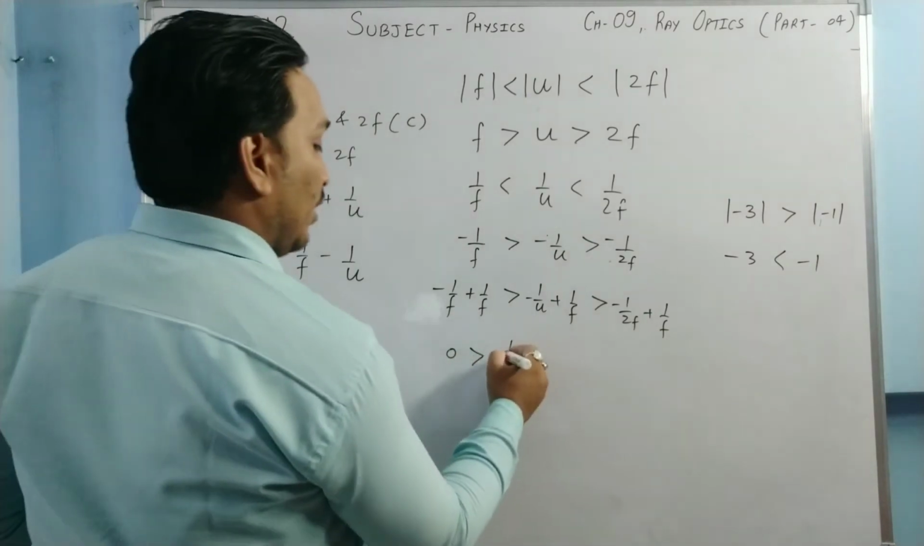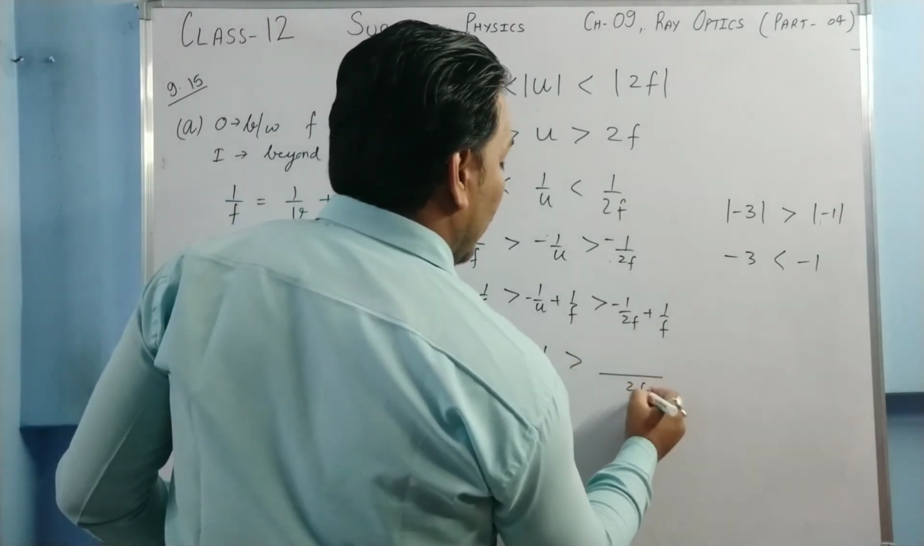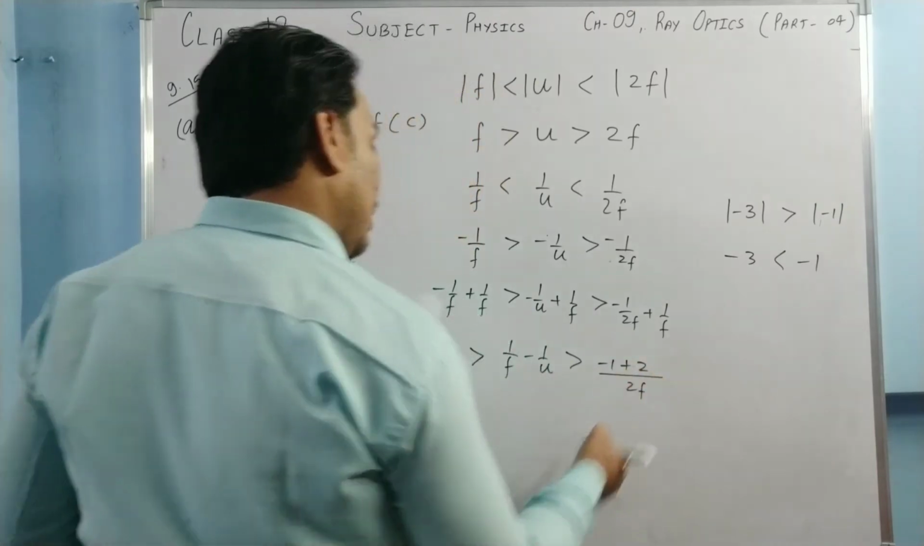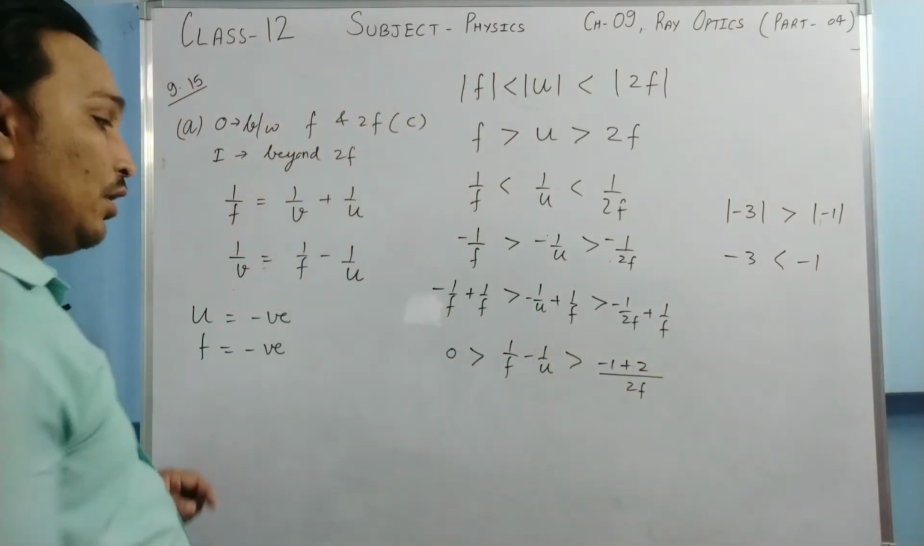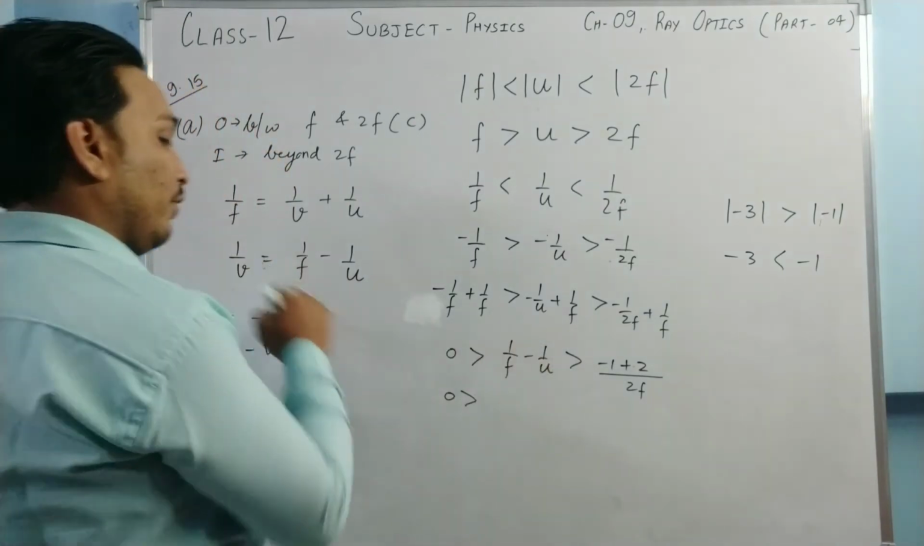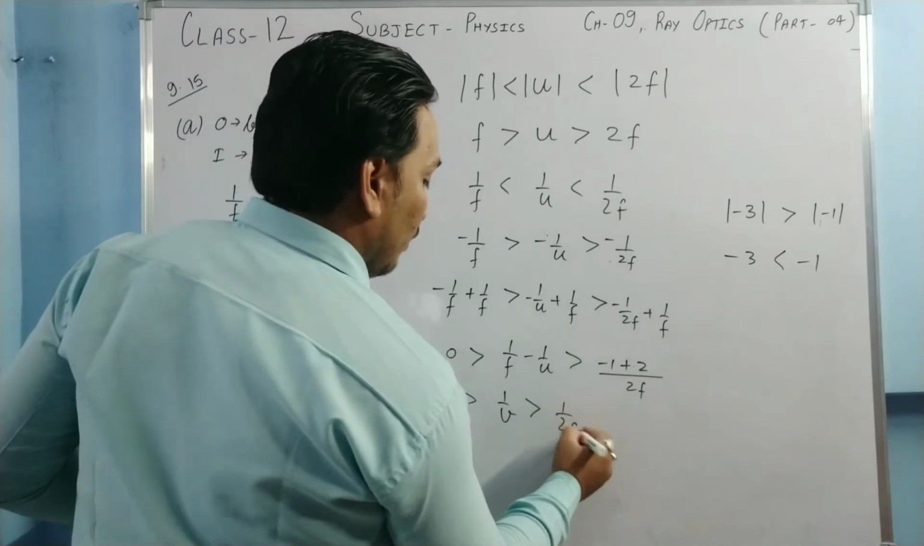Here it can be written as 1 upon f minus 1 upon u. And here the LCM will be 2f. So it will be like minus 1 plus 2, 2 minus 1, it is 1, and that too with plus sign. So it can be written as now 0 is greater than 1 upon f minus 1 upon u, which is 1 upon v. So 1 upon v is greater than 1 upon 2f.